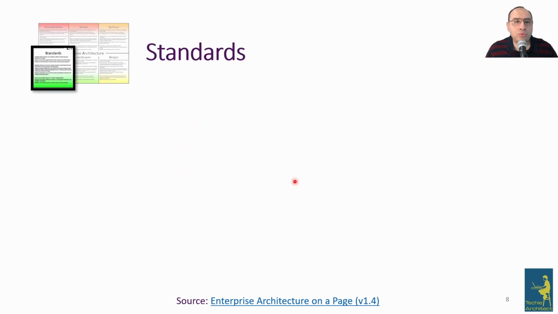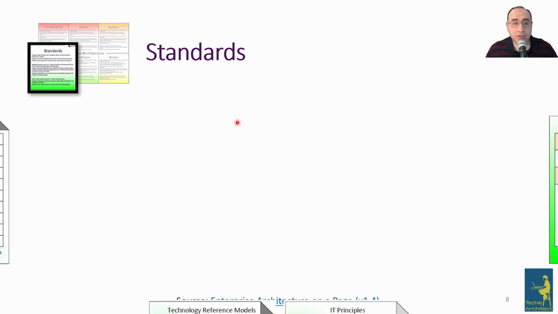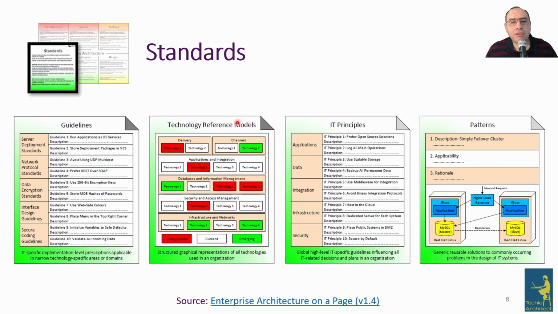Similar to these rules, there is the second one, which is S for standards. This is mainly targeted at the IT, and here we have much more comprehensive artifacts presented to the IT. First, there will be some guidelines, technology reference model, IT principles and patterns. Let's navigate every artifact type one by one. This guideline is usually something like, for example, server deployment standards: run application as OS services. You will find that this is like a guideline in any IT operation.